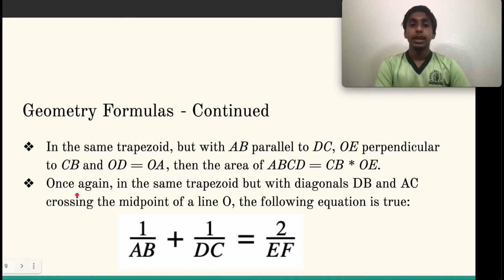So once again, in the same trapezoid, so again, we have a trapezoid, we have a circle in it, but with the diagonals DB and AC. So we have two diagonals that cross each other, and they're crossing at this point O, which is the midpoint, where these two diagonals cross. Then we have the following equation: 1 over AB plus 1 over DC is equal to 2 over EF. So again, pretty simple equations, but basically when we have these lines, diagonals, segments, like in this trapezoid, this is how we can solve it.